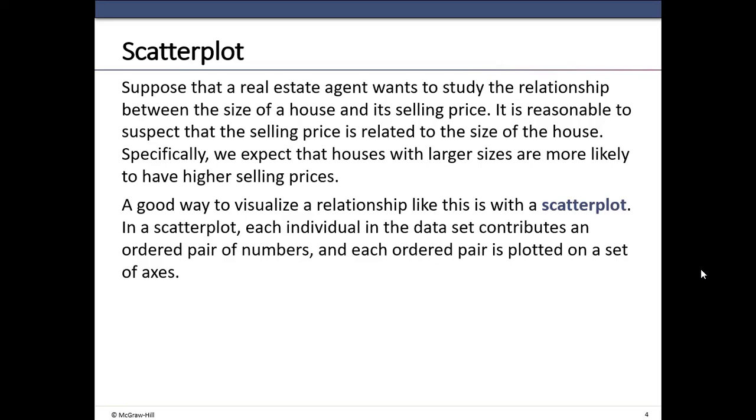A good way to visualize a relationship like this is with a scatter plot. In a scatter plot, each individual in the dataset contributes an ordered pair of numbers, and each ordered pair is plotted on a set of axes. What it means is that we will have a data set of X and corresponding Y, and in a scatter plot, we will plot these individual pair data points which consist of one set of X and Y. So there will be many points scattered all over the X and Y plane, as you will see.